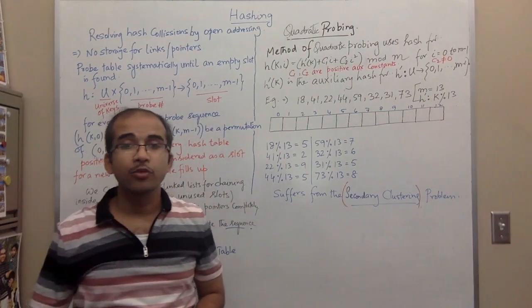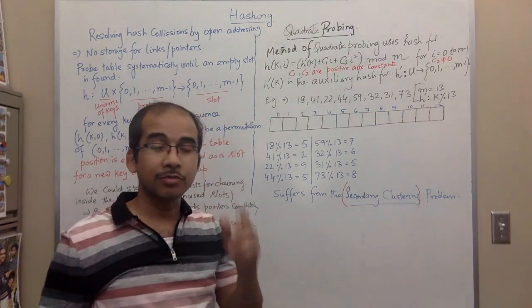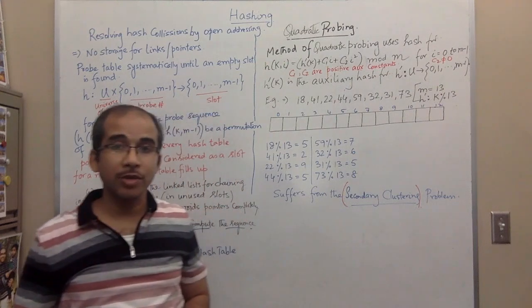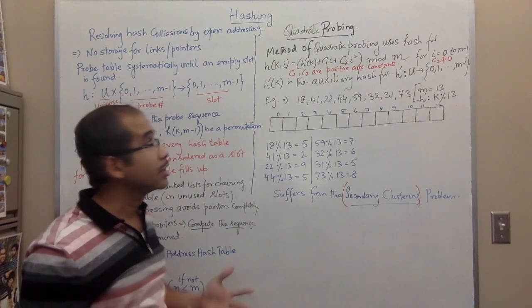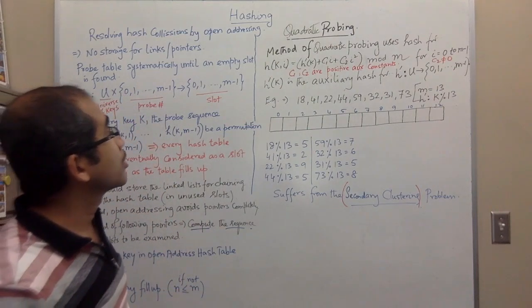After linear probing, as a way of finding the position in an open addressing type of hash table, let's talk about quadratic probing. Quadratic probing is another method of probing.